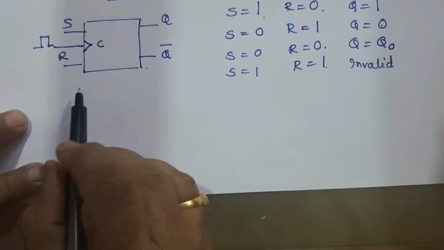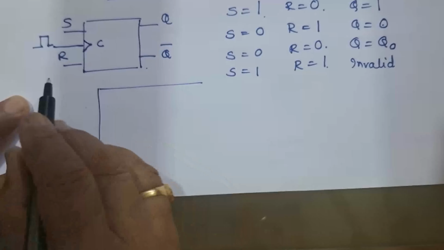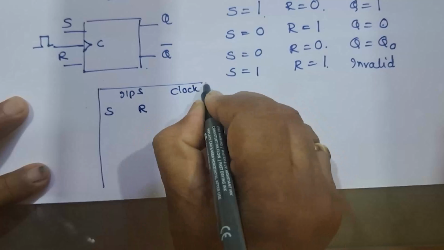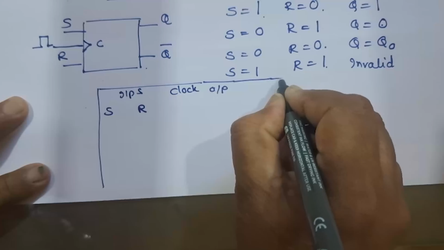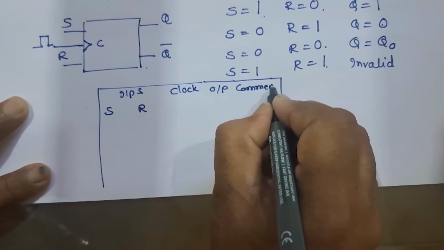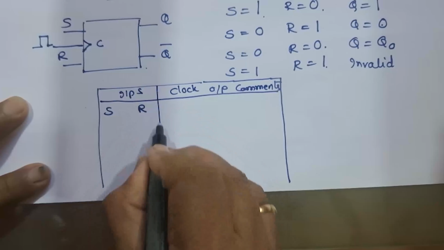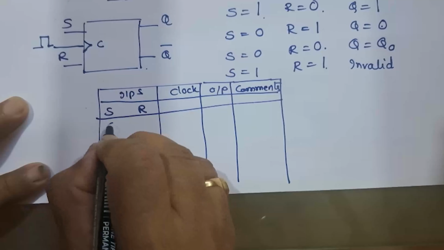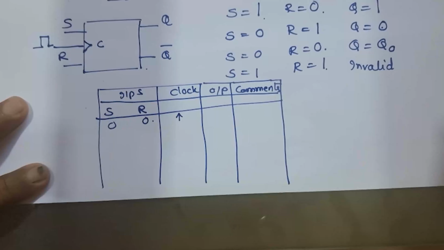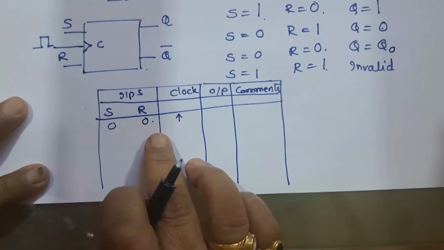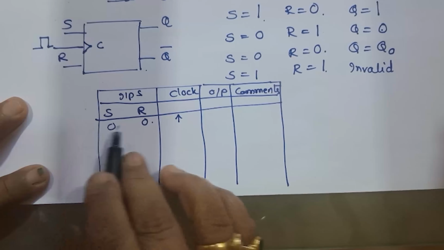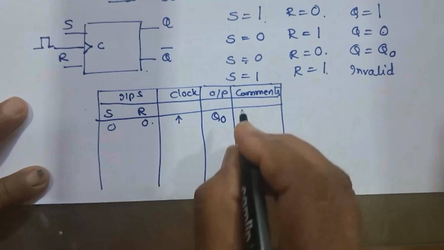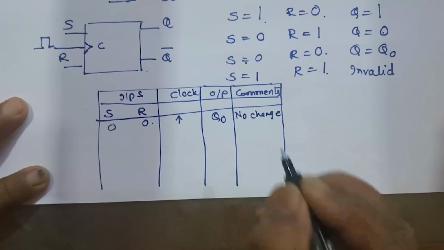So the truth table of this particular SR positive edge triggered flip-flop is like this. Inputs S, R, clock, then output and comments. So when S and R are 0 0 and the clock is positive going, as we have seen, the output is the previous state only, which we can call Q0, and there is no change from the previous state.